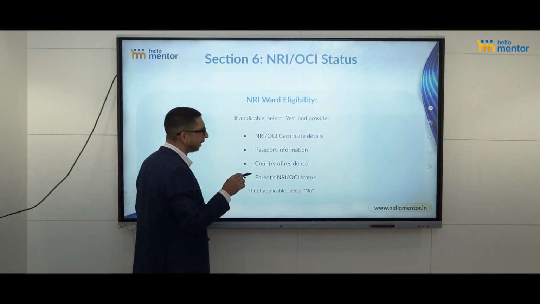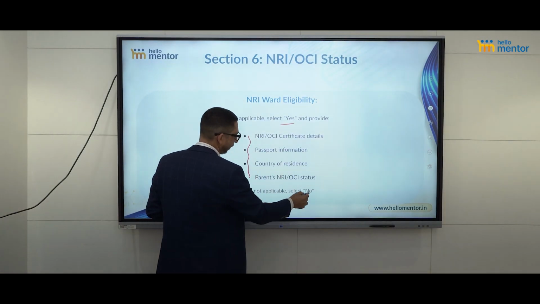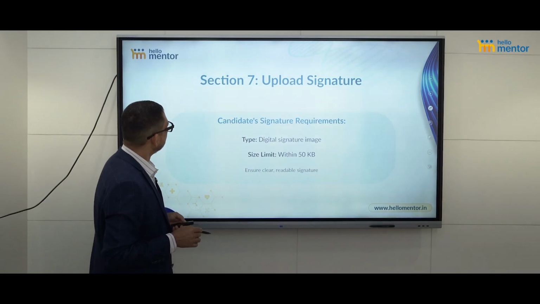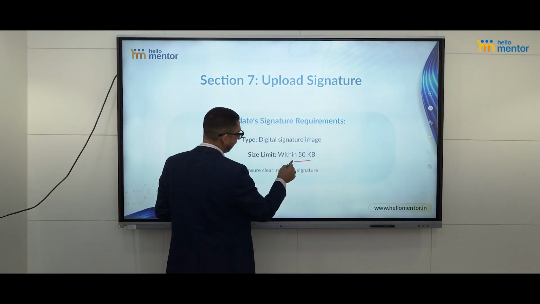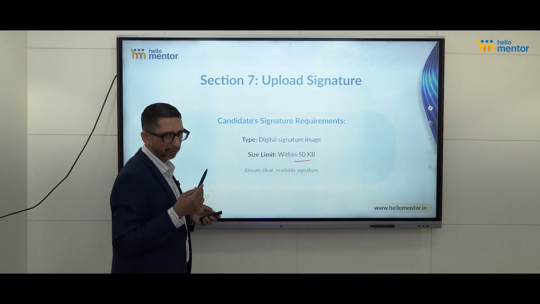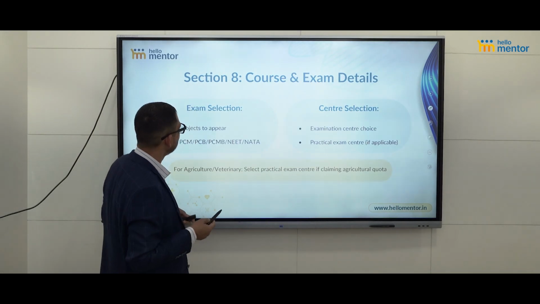Now, section 6, NRI OCI candidate. If you are NRI OCI, then you select yes and then provide the details which are mentioned here. If not, then click on no and proceed further. You have to give all this information in that. Okay, upload the signature. Your signature must be less than 50 KB and in JPEG or PNG format. If you are finding it difficult to do it, I don't think so. Any smart student will be able to find it and do it very easily.